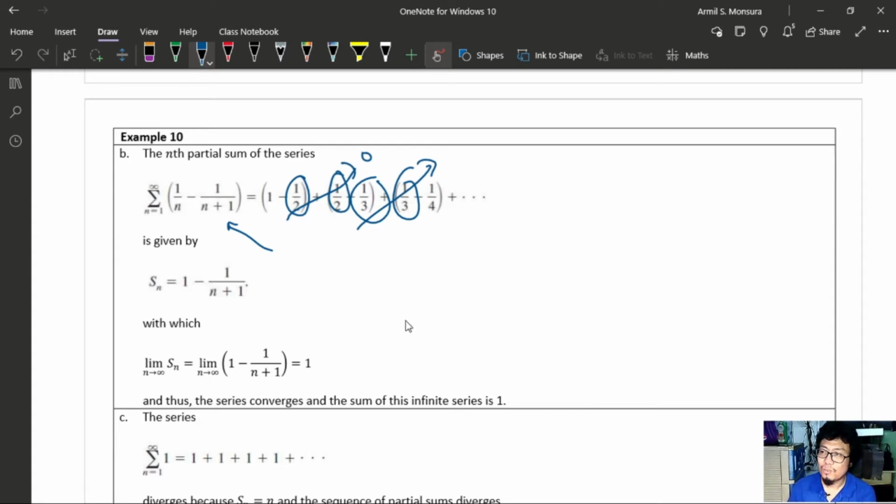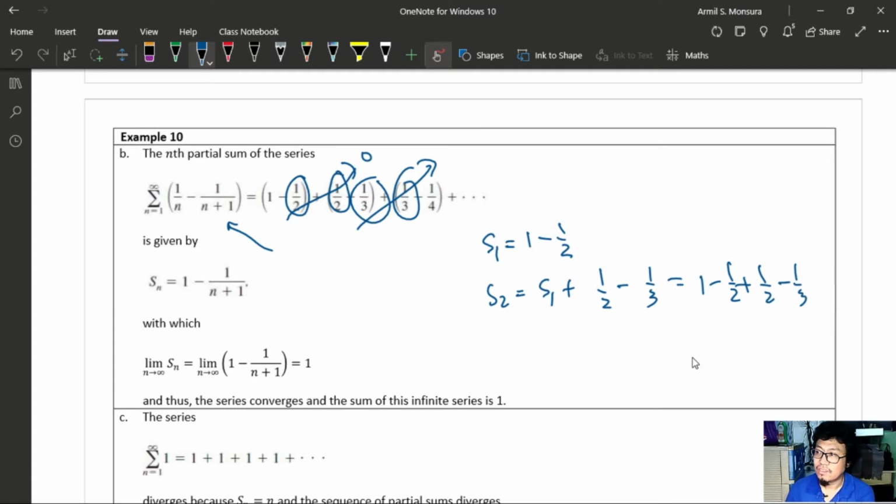For example, S1 is simply 1 minus 1/2. S2 is the previous sum, which is S1, plus the next term, which is 1/2 minus 1/3. So S2 is 1 minus 1/2 plus 1/2 minus 1/3. What is the big idea here? If you take a good look at this, the partial sum would simply be the first term minus the very last term of the series. In the case of the second partial sum, that's 1/3.